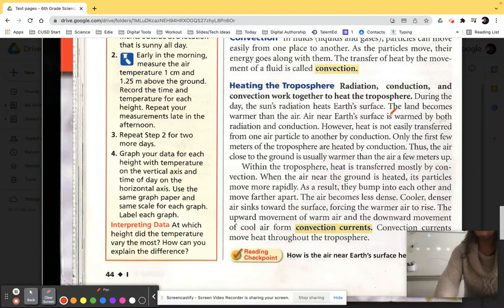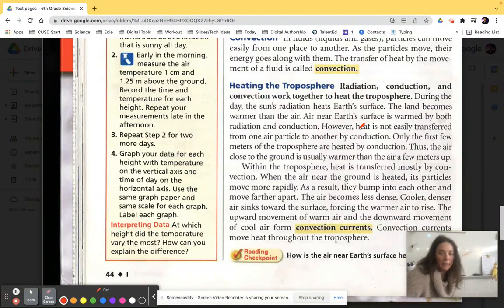Then it says here, during the day, the sun's radiation heats the Earth's surface. The land becomes warmer than the air. Now, the air near the Earth's surface is warmed because some of that heat will radiate up. But also, molecules that are close will touch the Earth, and because they're touching it, they gain some of that energy. So we also have heat transfer at Earth's surface by touching, or conduction.